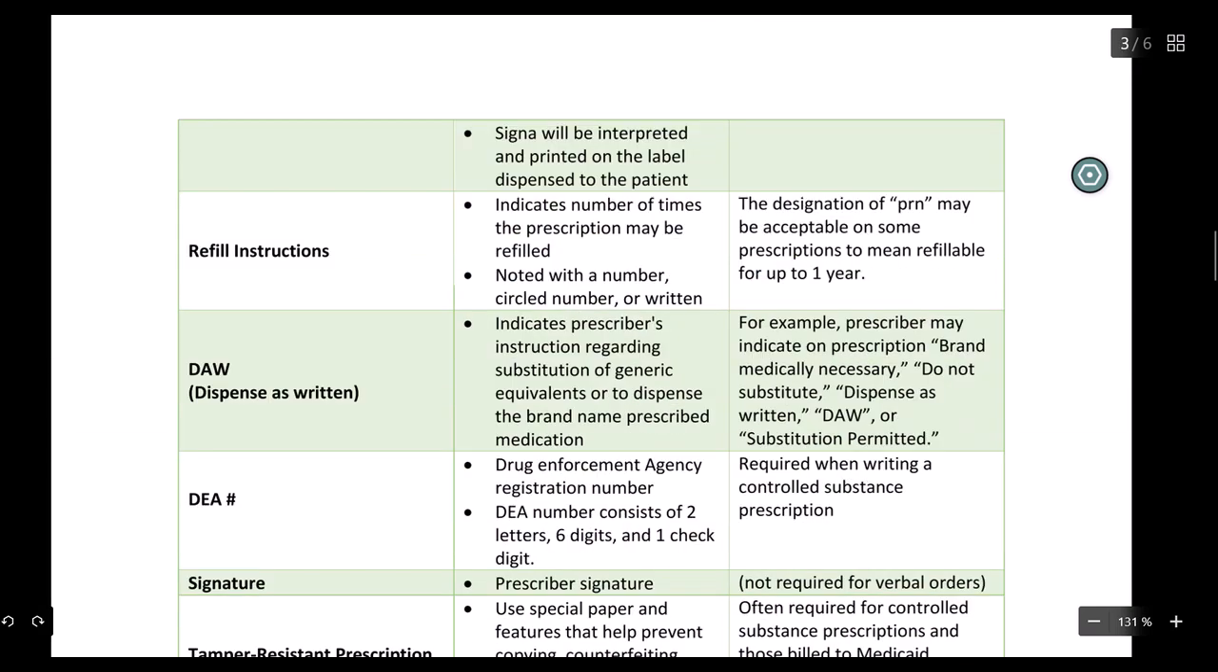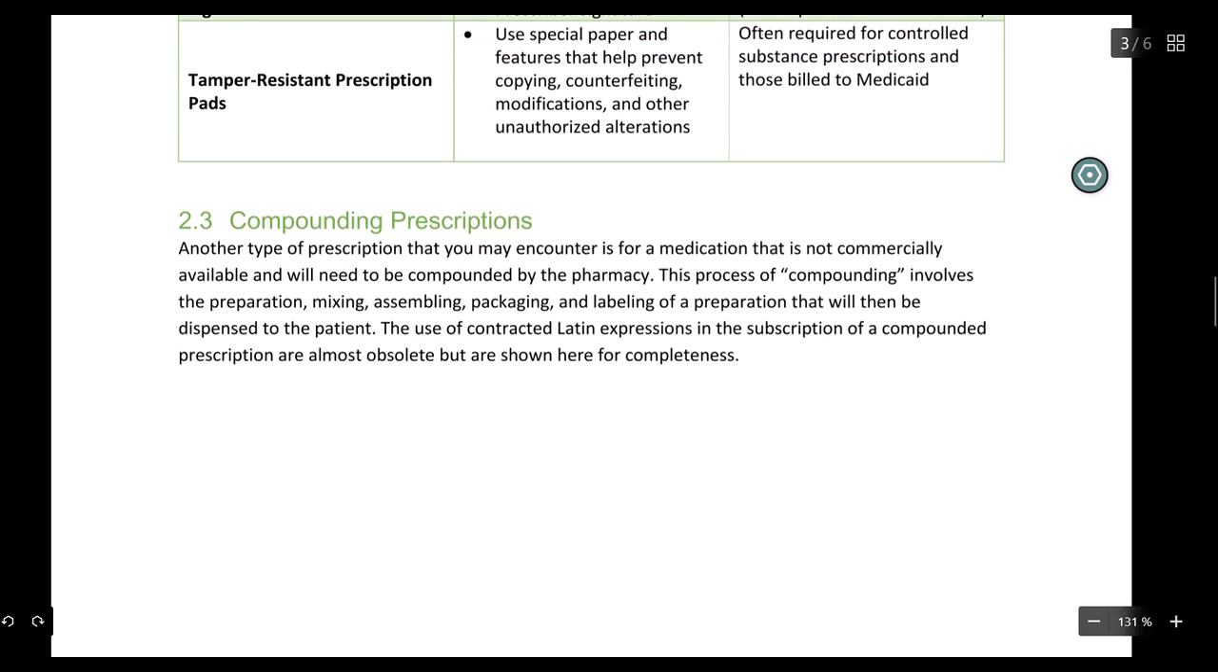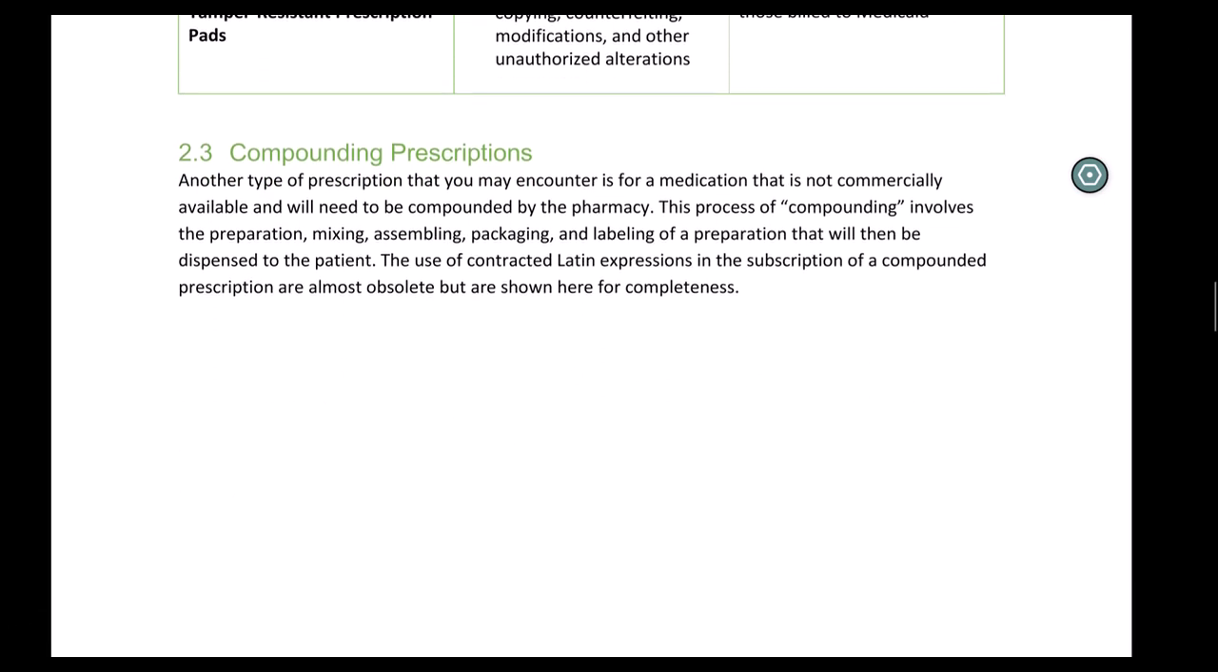Now, the other thing that you will see, which looks a little different than those prescriptions, are compounded prescriptions. So this is another type of prescription that you may encounter. When we say compounding, we mean that the product that you are going to dispense is not commercially available. You're not going to take something off the shelf and dispense it to a patient. You're going to have to make it in the pharmacy. So you would prepare, mix, assemble, package, and label, so there's something you have to do all that for.